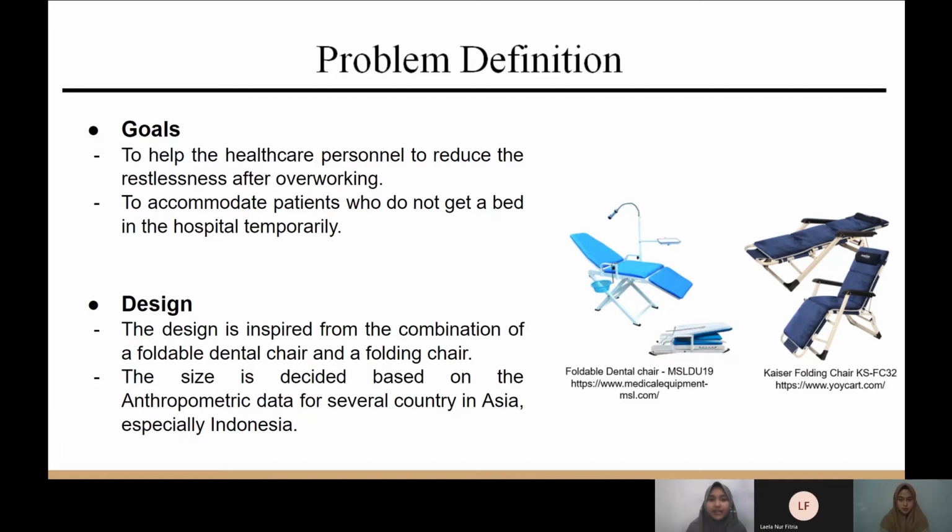So the next, we will discuss the design. The design is inspired by the combination of a foldable dental chair and a folding chair. The next, about the size. The size is designed based on the anthropometric data for several countries in Asia, especially Indonesia.